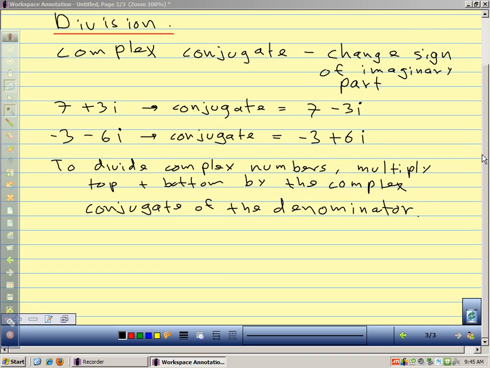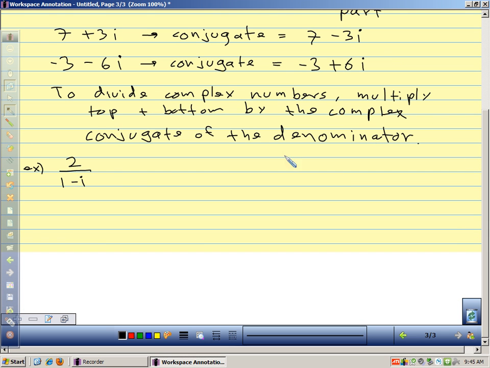So we'll do a couple of examples of division with complex numbers. So let's say we have 2 divided by 1 minus i. So to divide this, I'm going to multiply the top and the bottom by the complex conjugate. So I multiply by 1 plus i. And what happens with the complex conjugate is when I multiply a complex number by its conjugate, I end up with just a real number. So let's multiply this out.